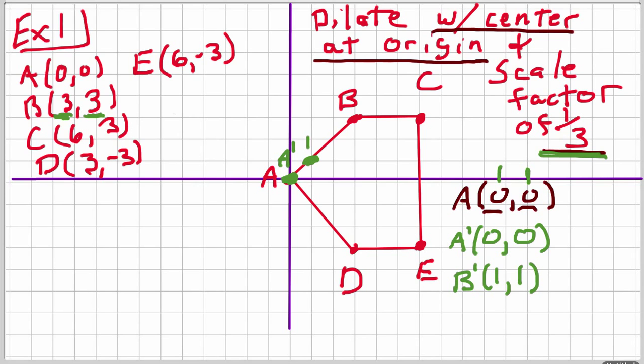Crawl before you climb. Okay. Now, let's just keep going. All right. If I'm going to dilate C, let's look at its x-coordinate. 6. If I take 6 times 1/3, that gives me 2. All right. Do the same thing with the y-coordinate. 3 times 1/3 gives me 1. So, obviously, I'm going to plot that point 2, 1, and that's my C prime point.